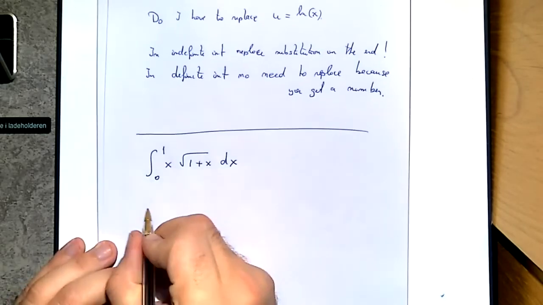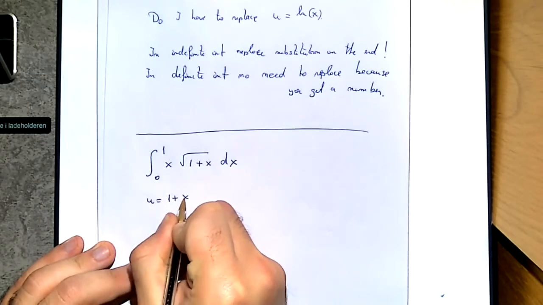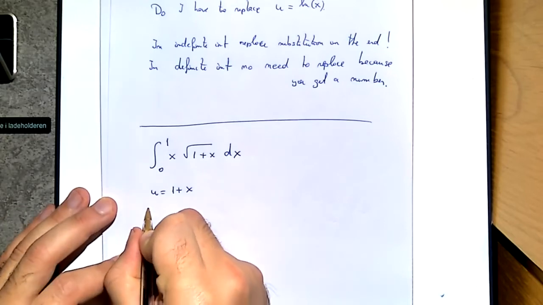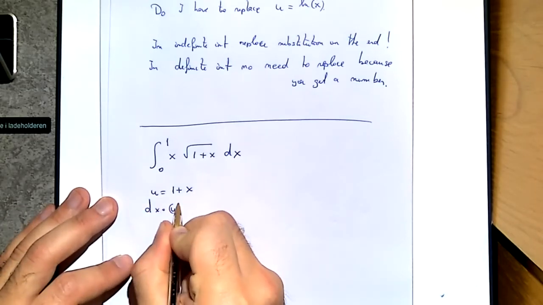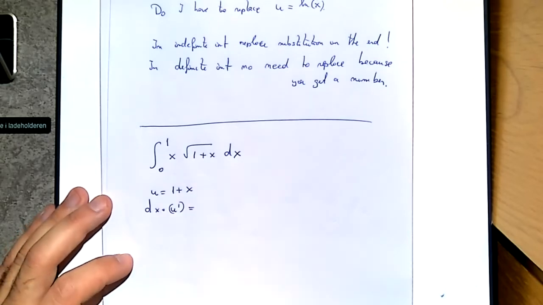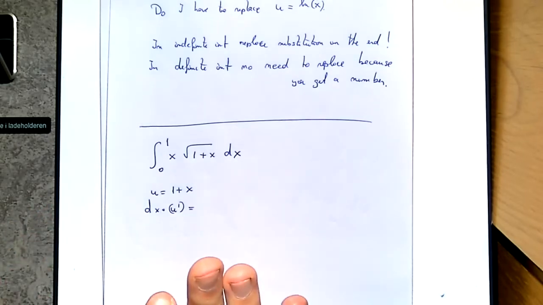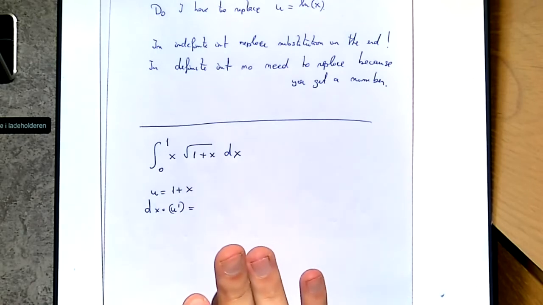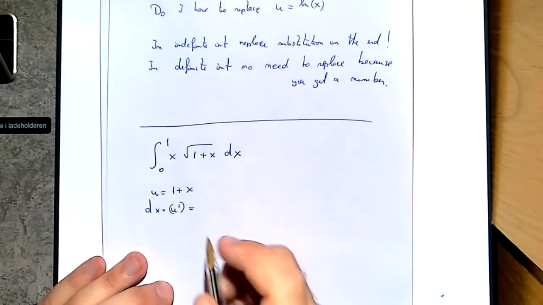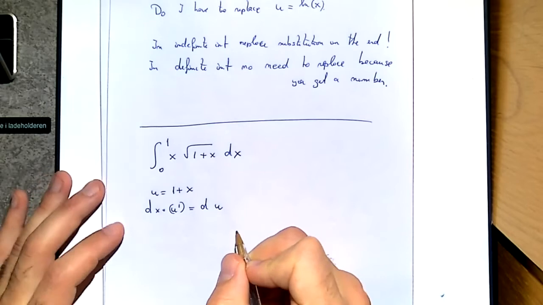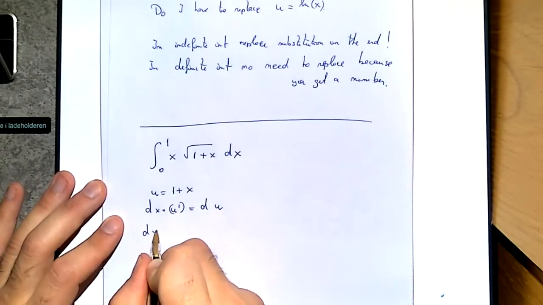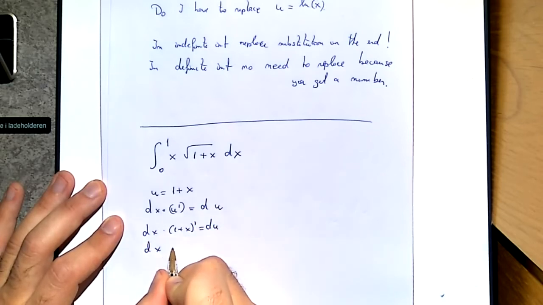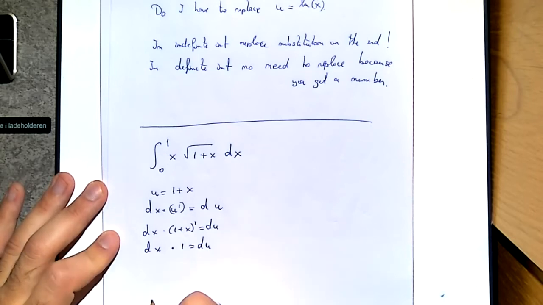So remember, what did I do? I said u is equal to 1 plus x. I'm just replacing what's underneath the square root. Again, dx multiplied by u prime. I don't think you need to write it, because it's the same as I did initially, but your choice completely. This is just equal to du, which is dx multiplied by 1.